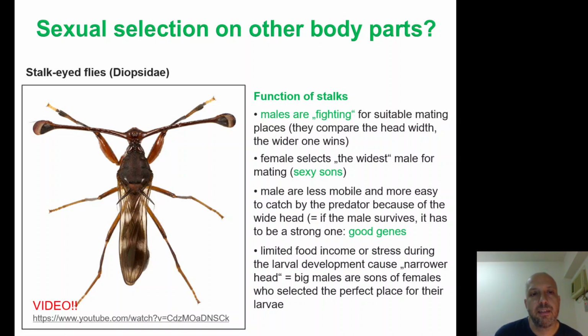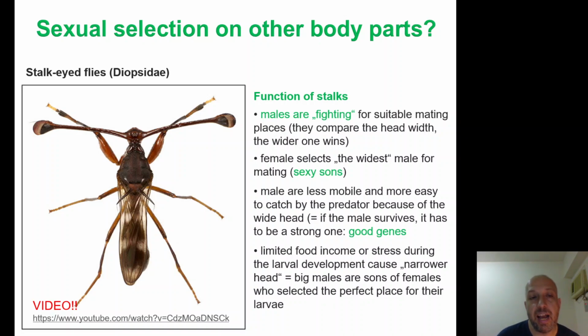And on top of that, you can imagine that when the male looks like this, it's more difficult to fly than if you are a normal fly without this weird head, right? So another thing which this structure indicates is that if the male has very wide eyes, and it's very difficult for him to fly, and still he made it, he survived, he found the correct mating place, he was not eaten by some bird and so on, that means that he has to be a super strong male, right? So this is indicating a good condition and good genes of this specimen. So this is the good genes way of selection.